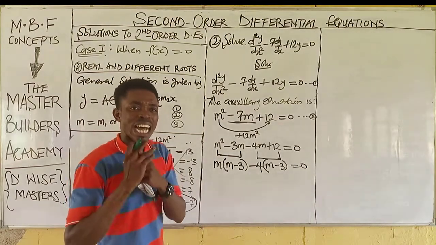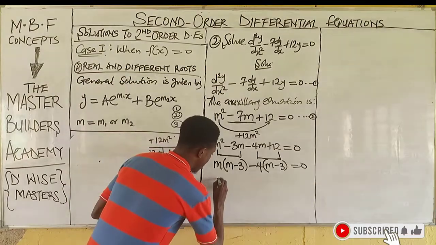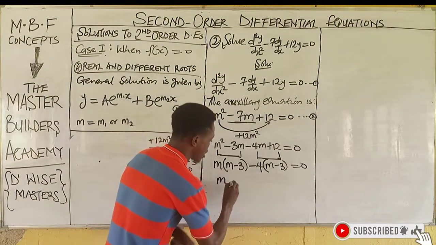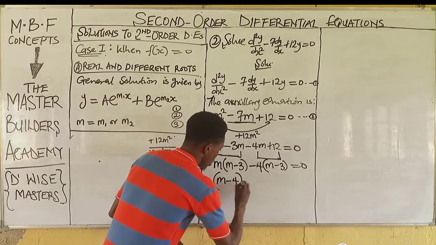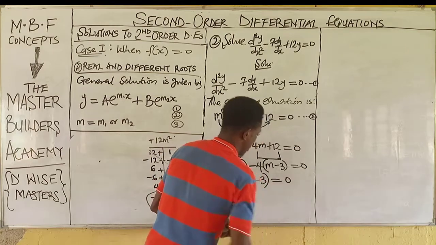The factors that are outside the bracket. The first factor outside the bracket here is m, and the other factor outside the bracket is m minus 4 into m minus 3. Pick one of the brackets and equate it to 0.